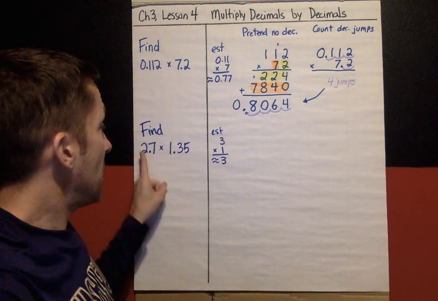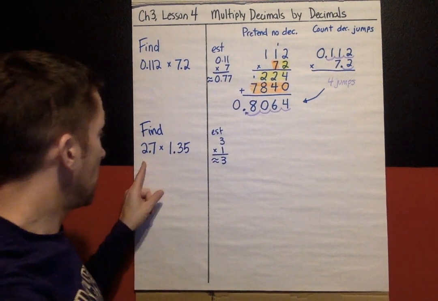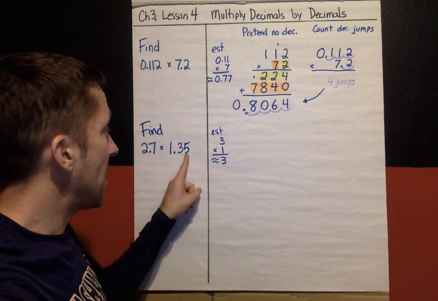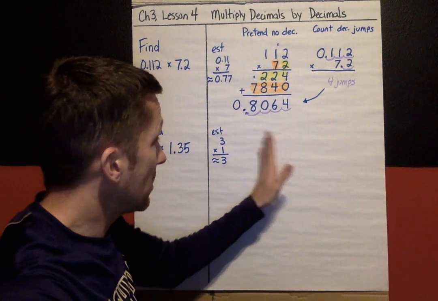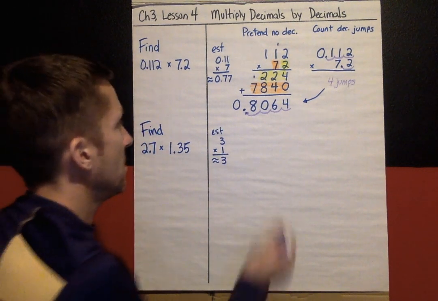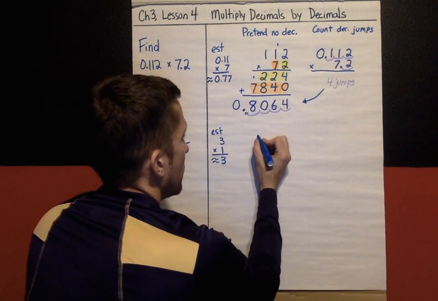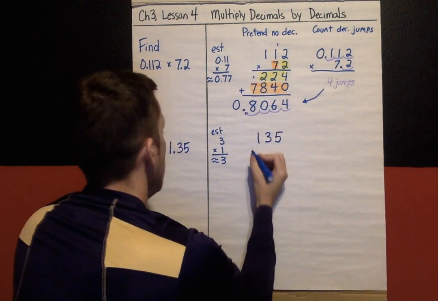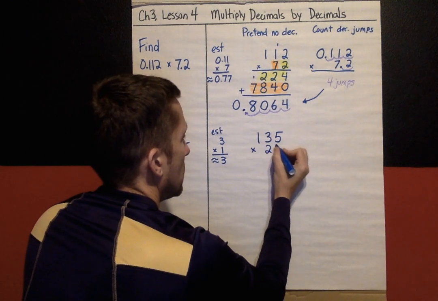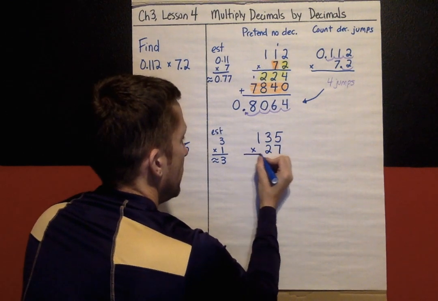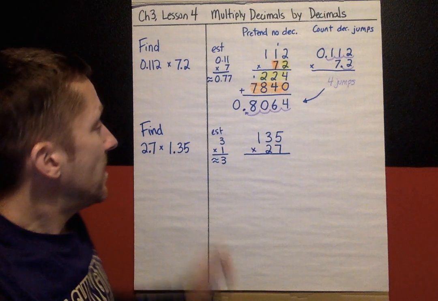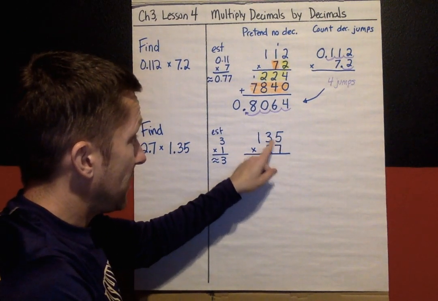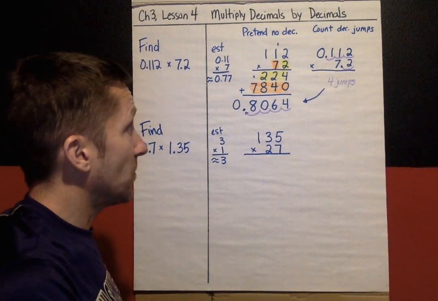Again, my first step is to pretend there's no decimals at all. So I'm going to multiply as if it's 27 times 135. I want the longer number on top. So I want 135 on top, 135 times 27. And my pattern again is 7 times 5, 7 times 3, 7 times 1 on this row.